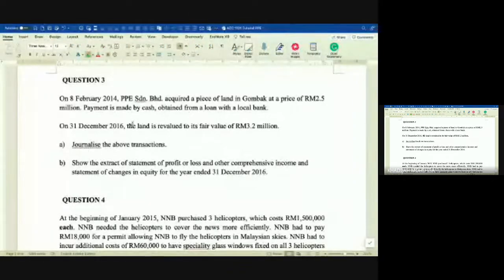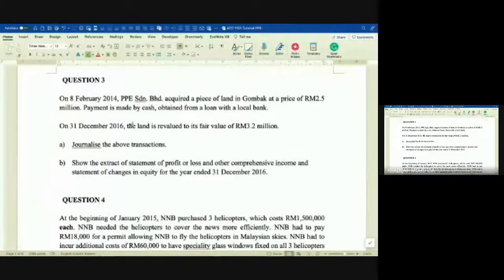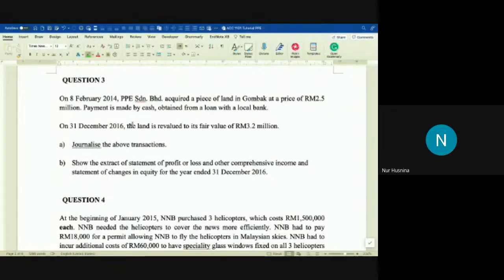So what you do is look at the difference between the revaluation value and the original value. The original value is 2.5 million and now it has been revalued to 3.2 million. Is there an increase or decrease in the revaluation? Increase. Is it a surplus or deficit? Surplus. It's a surplus, so it means that there's an increase in value. What's the increment?